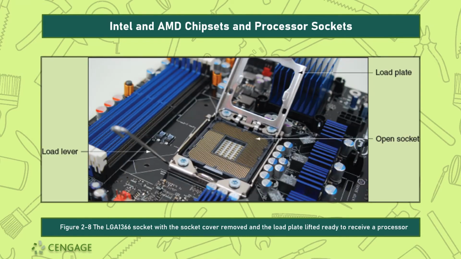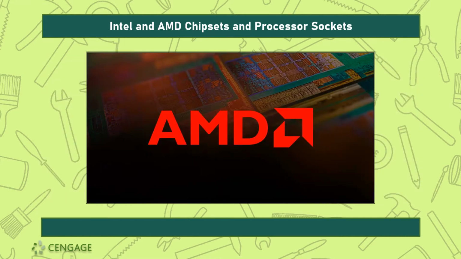So here we can see the load lever. It's lifted, it's ready to receive a processor. The socket is in an open capacity. Then once the chip is in, we go ahead and shift the load plate and the lever back into position, and they will lock against the retainer screws that hold them in place.